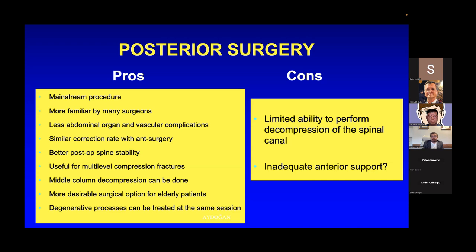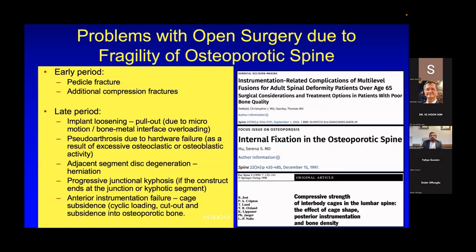Just because we have elderly patients, and generally they have some degenerative problem, and Dr. Ender showed us many of the patients have spinal stenosis at the same time. Disadvantages are very limited. Performing decompression needs experience, and inadequate anterior support is a questionable limitation of the posterior approach, because if you have enough experience, you can place a very good titanium cage, and you can get very good anterior support from the posterior approach.